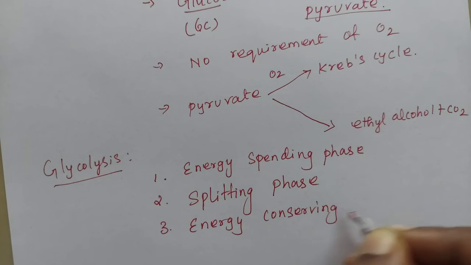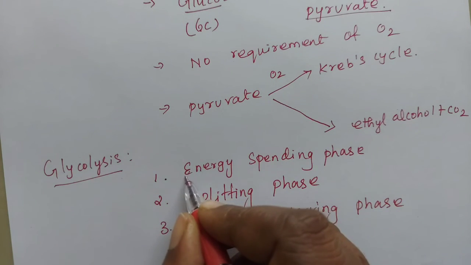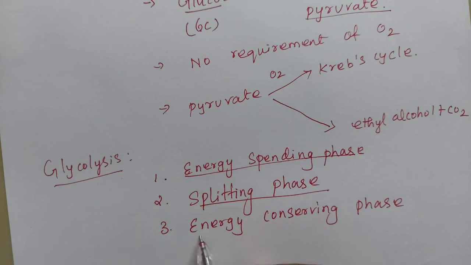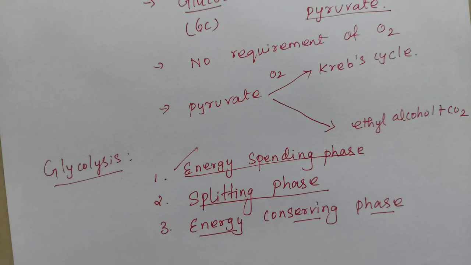Energy conserving phase. You will be able to understand why this is known as the energy spending phase, why it is known as the splitting phase, and why it is known as the energy conserving phase when we go through this series of steps involved in the glycolysis process. Now we'll move into glycolysis, the first phase, the energy spending phase.